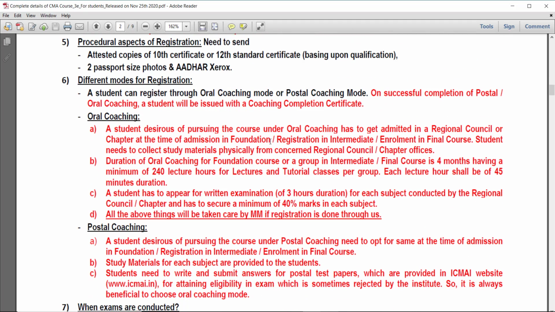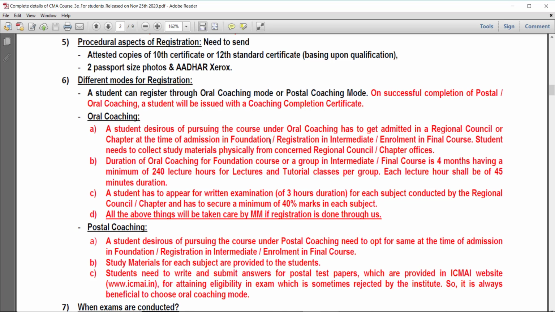Okay, so there are 2 modes of coaching. While you are registering for CMA Foundation or CMA Inter or CMA Final, whatever it may be, you will have 2 options of coaching. In the registration application itself, we have to opt for the type of coaching. One is oral coaching and the other is postal coaching. So what is meant by oral coaching?